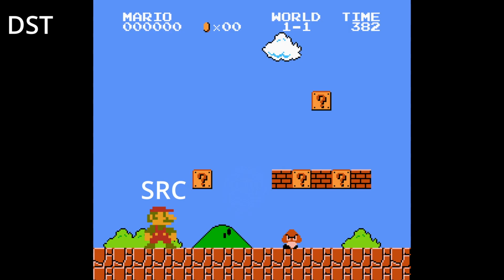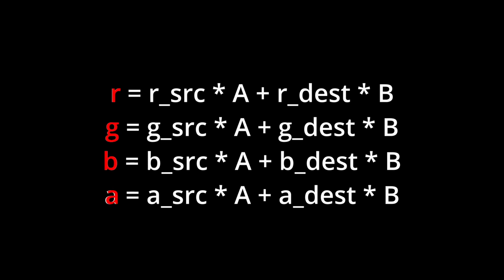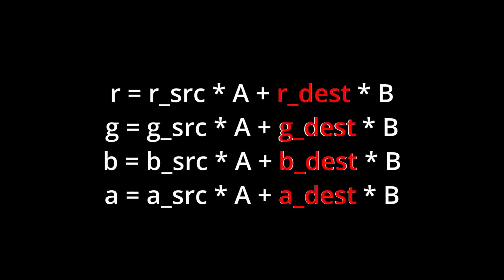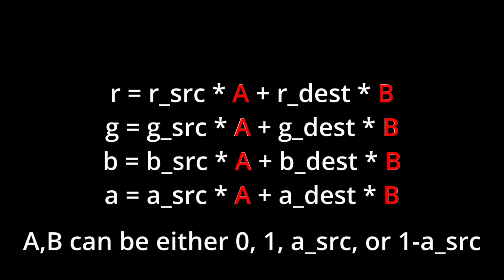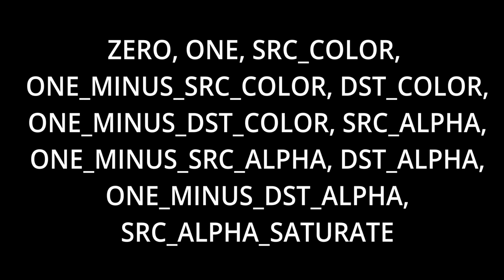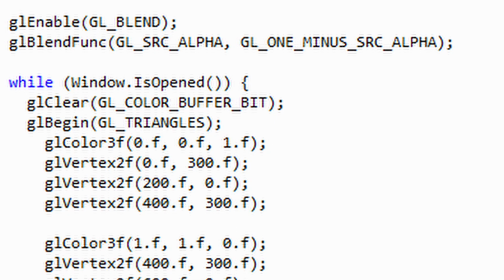The way Mario will actually be drawn with blending is determined by these equations. Here R, G, and B are the final colors. R source, G source, and B source are the source image's colors, and similarly for dest, those are the destination image's colors. And then what are this A and B? A and B are of the user's choosing. They can be either 0, 1, A sub source, or 1 minus A sub source. And there are some other options, but they don't seem that common. You can set the values of A and B via the function glBlendFunc.